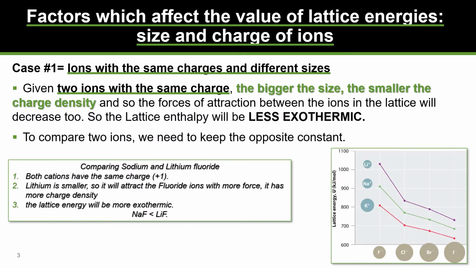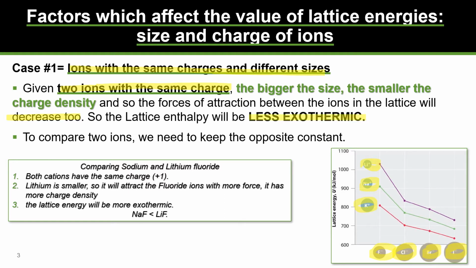In the first case, we are going to compare ions with the same charges and different sizes. For example, lithium, sodium, and potassium ion have the same charge, but they have different sizes. The same happens with the negative one, fluoride, chloride, bromide, or iodide. And we will analyze these two situations. So if we have two ions with the same charge, the bigger the size, the smaller the charge density, of course, and the forces of attraction between the ions will decrease too. So the lattice enthalpy will be less exothermic.